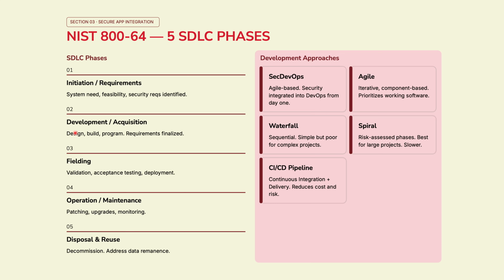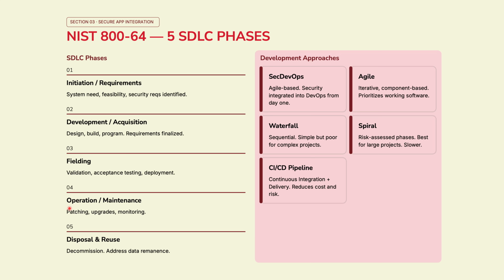Now, in phase 2, development or acquisition encompasses design, programming, and procurement. Security requirements are finalized and acquisitions are completed during this phase. Now, in phase 3, deployment or fielding involves validation, acceptance testing, and release. All security controls must be verified before the system enters production.